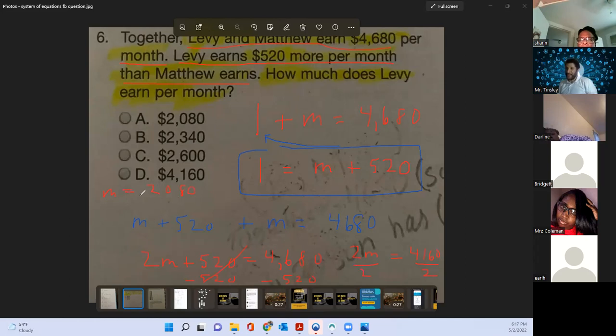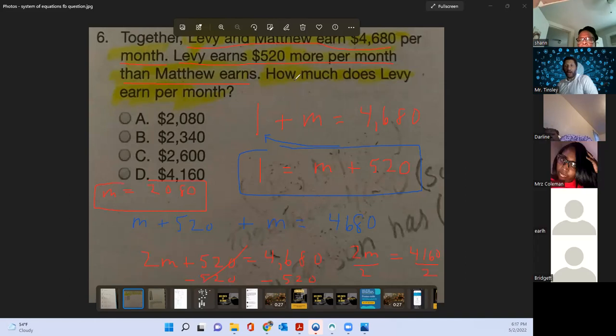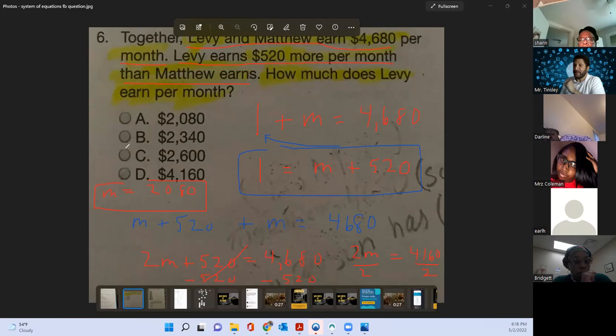But what does this mean? M stands for Matthew. They're not asking you how much Matthew makes. They're asking you how much Levi makes. So in order to figure out what Levi makes, we must take this 2,080 and add 520. And that answer would be 2,600.